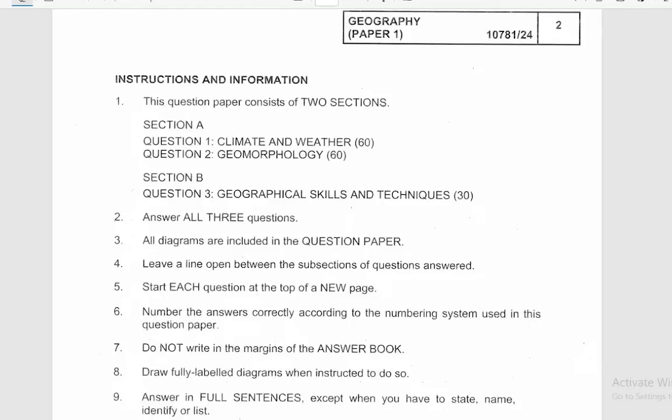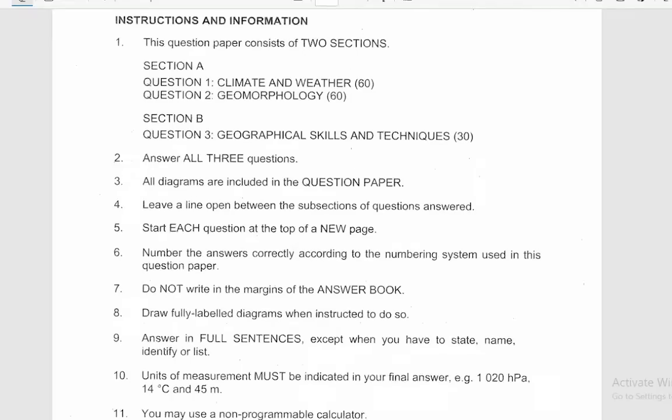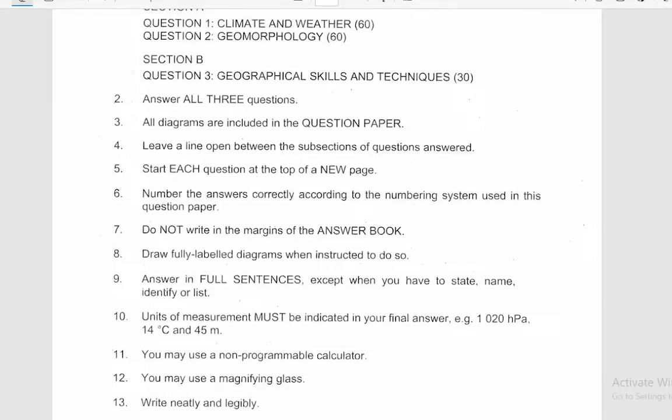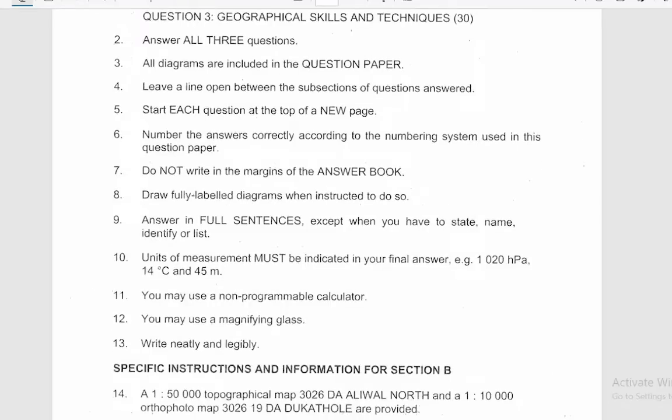Right, before we go into our paper, I need to highlight a few aspects on what you should note when it comes to the instructions of your paper. I will focus on instruction number 9 and instruction number 10. Those are the major instructions that I see most learners disregarding, and at the end of the day they fail to score the maximum possible marks because of not complying with that set of instructions.